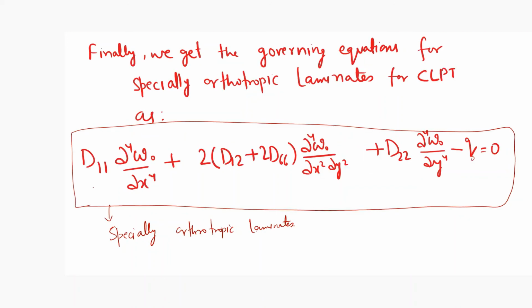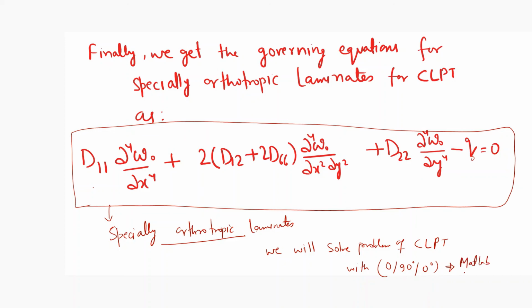So in the next lecture, what we will do? We will solve a problem of classical laminated plate theory with specially orthotropic laminates of 0 degree, 90 degree and 0 degree stacking sequence of the plates, and then we will make a MATLAB code. So we will make a MATLAB code and find the results of the displacements and stresses.